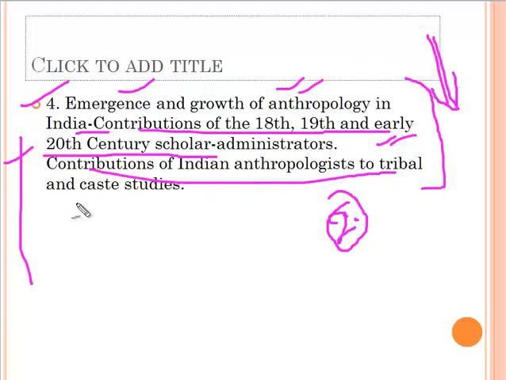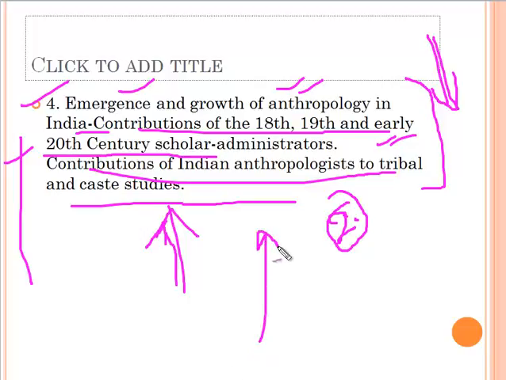Contribution of Indian anthropologists to the tribal and caste studies. So this also you will read. Like caste studies were done by M.N. Srinivas, or Anant Krishna Swami Iyer. So this chapter is very, very important because it covers almost the whole paper too if you study it here. So the examples from here can be put forward in all other topics also.